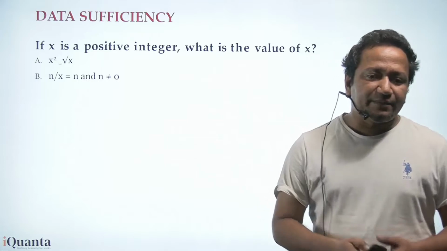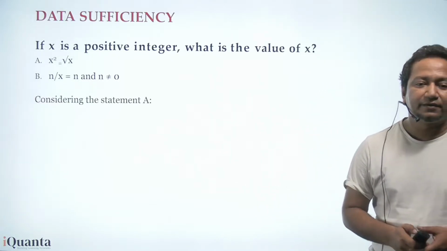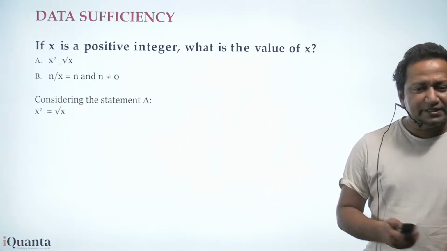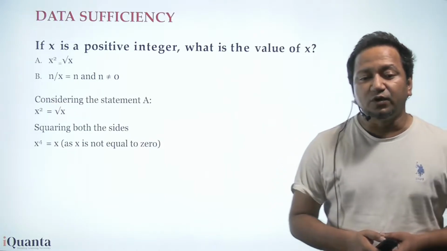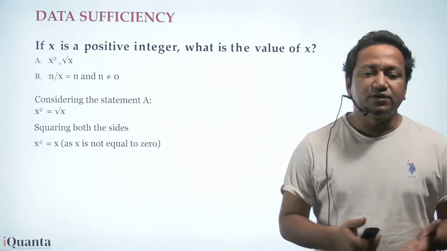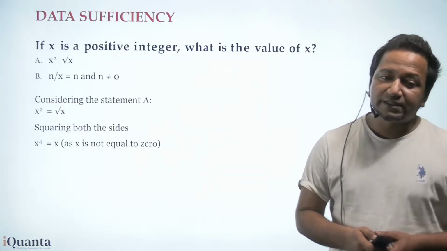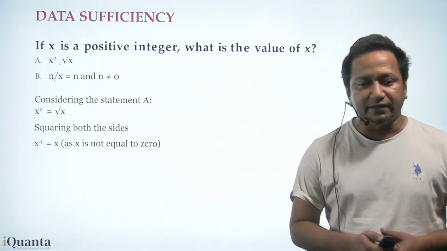So let us take the statements one by one. Considering statement A, which says x square is equal to square root of x. A very basic mathematical operation: squaring both the sides, we get x to the power 4 is equal to x. And we can do this because x is not equal to 0. And why is x not equal to 0? It is given in the question that x is a positive integer. It cannot be 0, it cannot be negative.